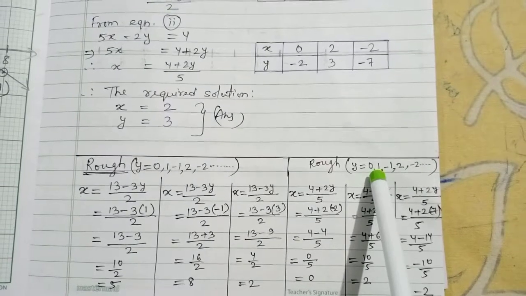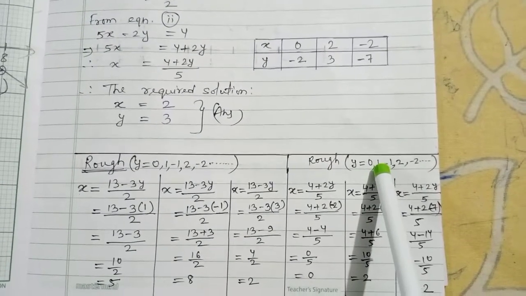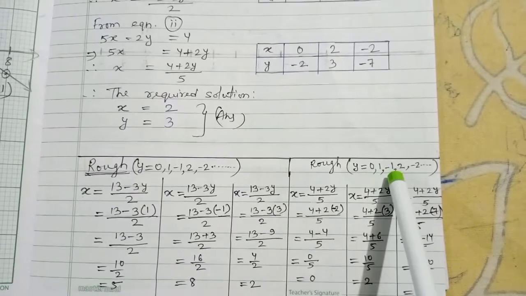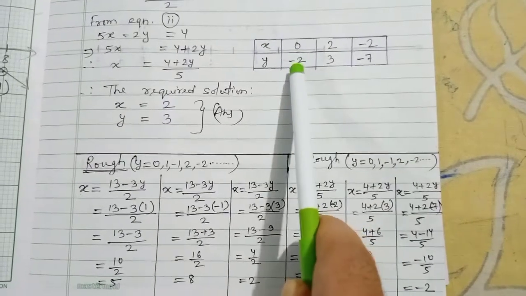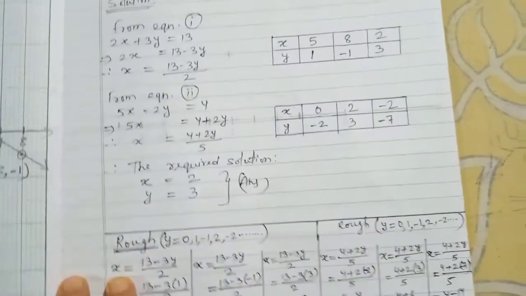The value of y as 0 was unsuccessful. The value of y as 1 was unsuccessful. -1 was unsuccessful. 2 also was unsuccessful. That's why -2. You can try also.